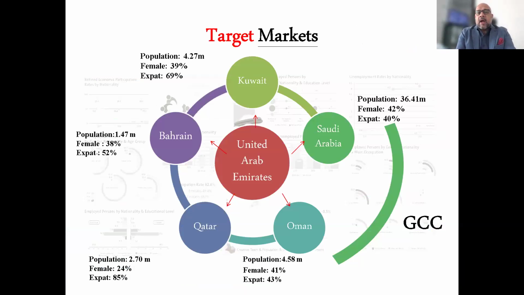Now let's look at the target markets. Rashmi ji just pointed out GCC, and we always look at UAE as the prime focus where everybody wants to be. We look at a quick snapshot of the population in the GCC. So Saudi contributes the biggest when it comes to the population.